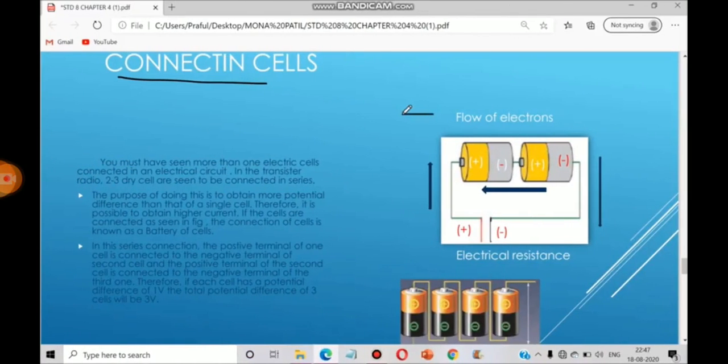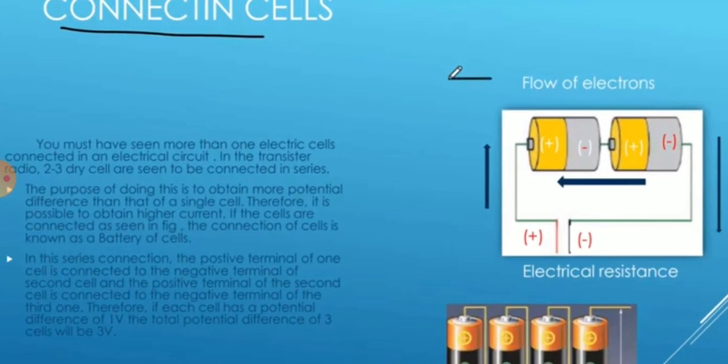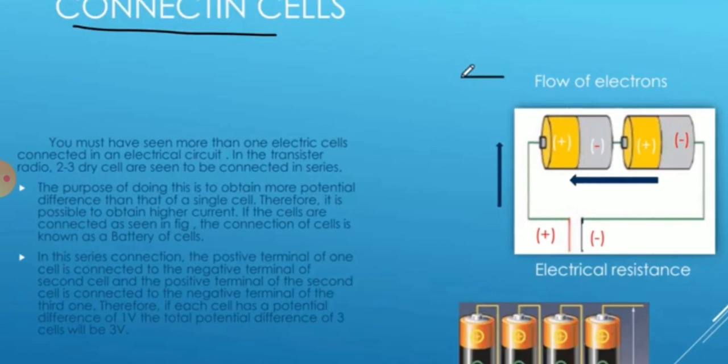Connecting cells. You must have seen more than one electric cell connected in an electrical circuit. In the transistor radio, 2 to 3 dry cells are seen to be connected in series.